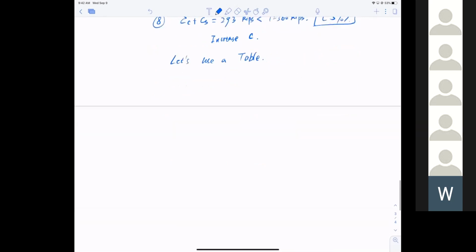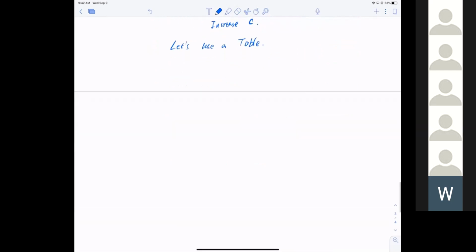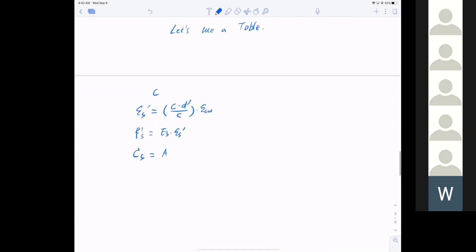So we're going to use a table, and this is how the table looks. I'm going to list my variables on the very left. This is the compressive zone C. I have my compressive strain epsilon S prime equal to C minus D prime divided by C, multiplied by epsilon CU. I'll list my compressive stress equal to ES epsilon S prime. I'm going to compute the total compression from the bar: AS prime multiplied by FS prime minus 0.85 F prime C.